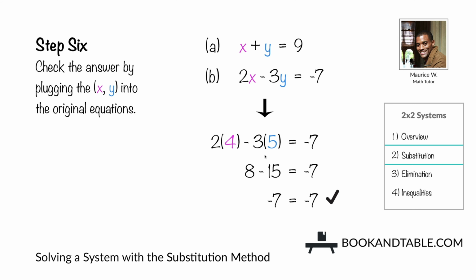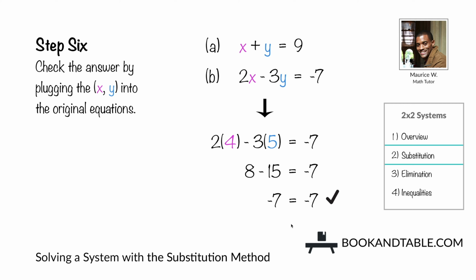And now for equation B, 2x minus 3y is equal to negative 7. 2 times 4 is equal to 8. Negative 3 times 5 is negative 15. 8 minus 15 is equal to negative 7. Negative 7 is equal to negative 7 confirms that x is equal to 4 and y is equal to 5 for equation B as well.